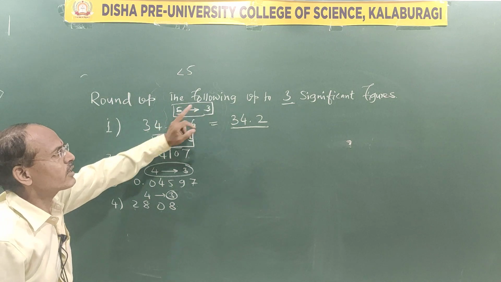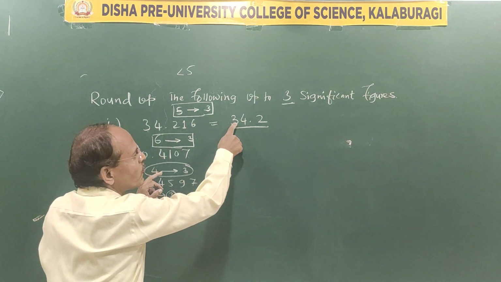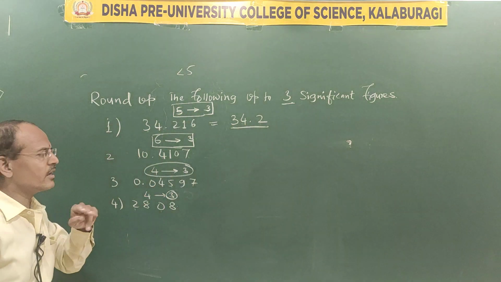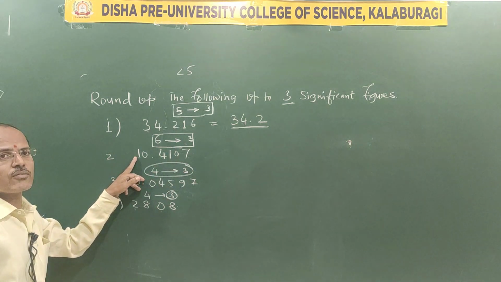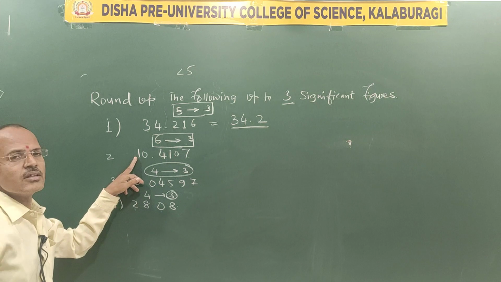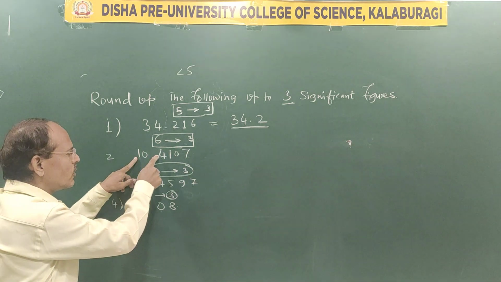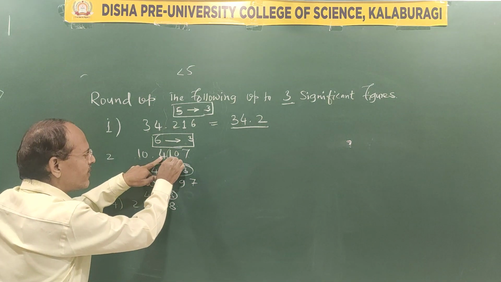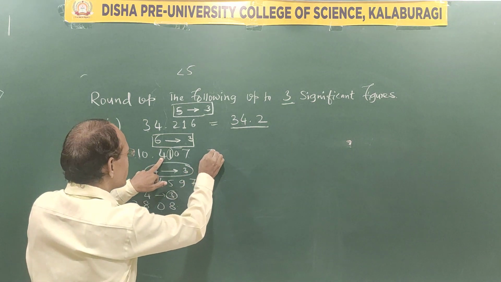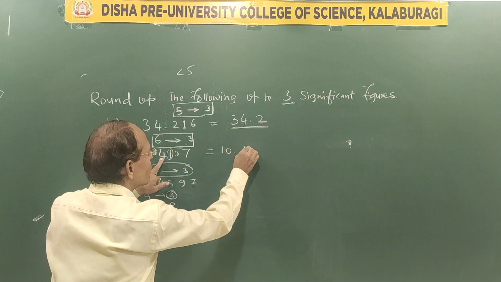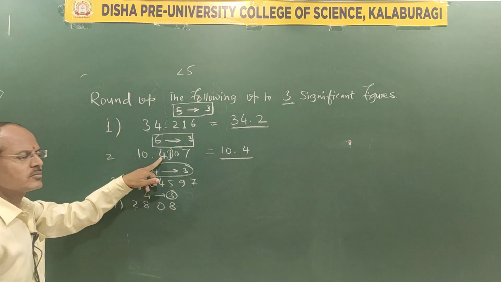Second, that means 5 to 3 I am converting. Now, how many significant figures are there? For this, there are 6 significant figures. Out of that, I have to go with the 3 only. So 1, 2 and 3. This preceding value is again less than 5, so the same, I can write 10.4 as the answer.